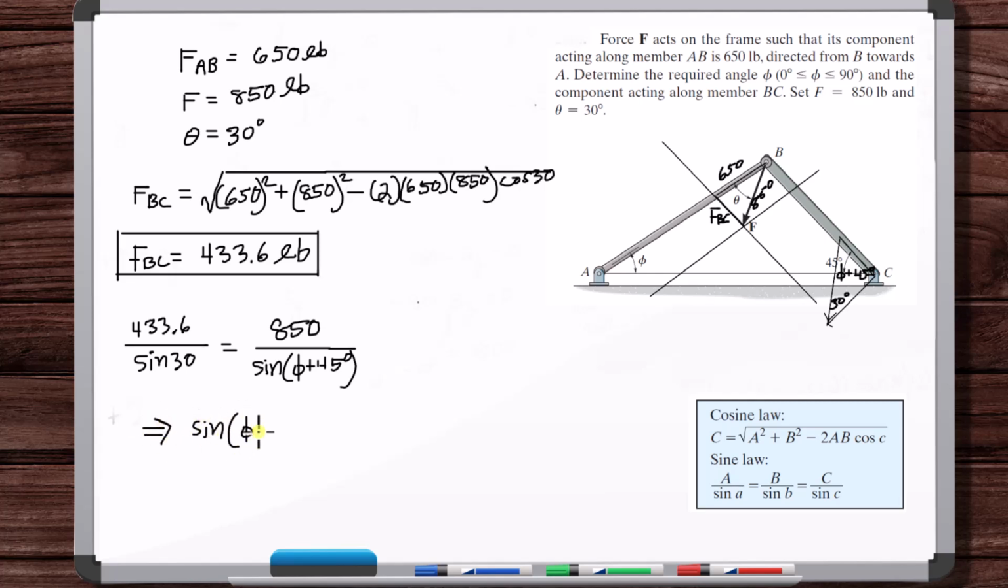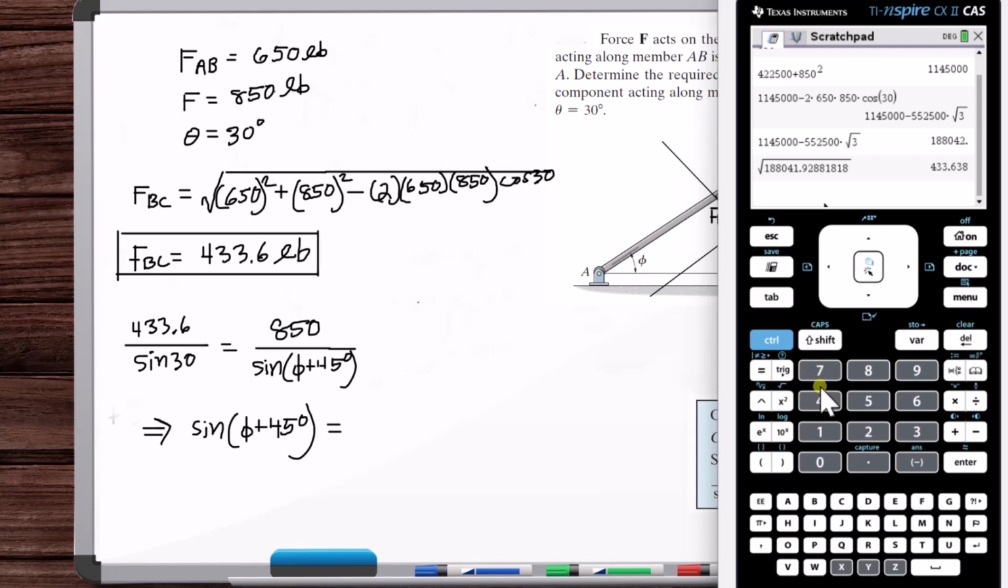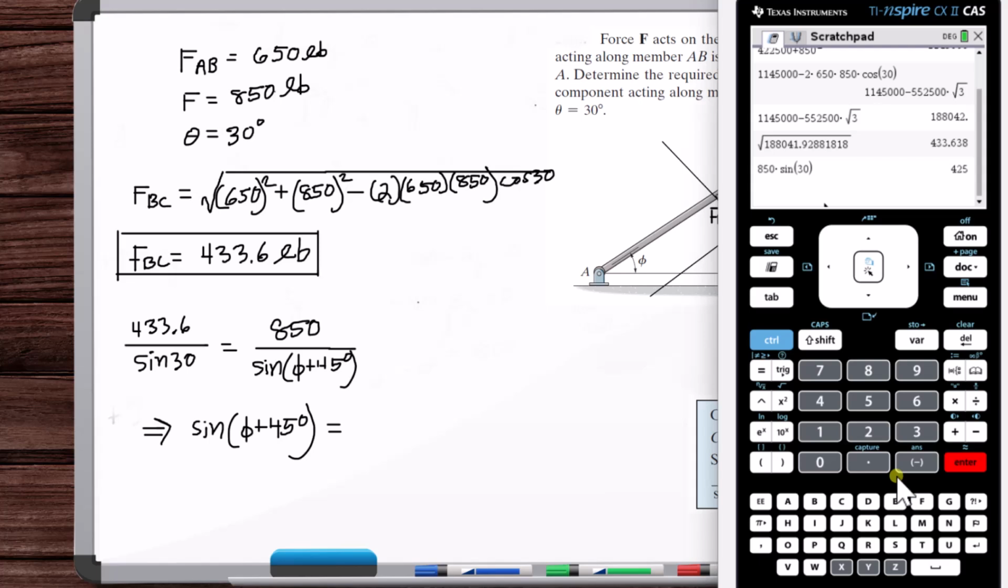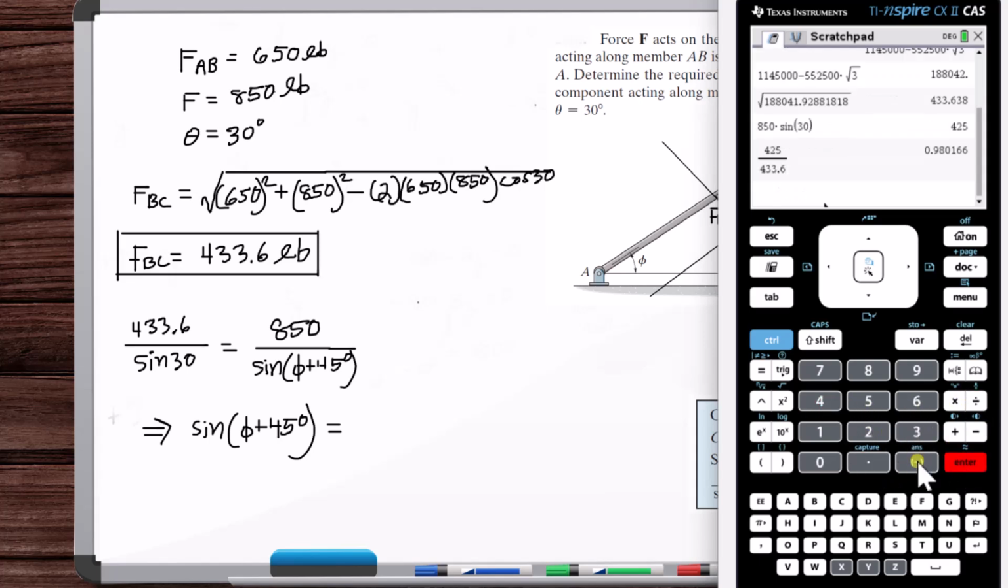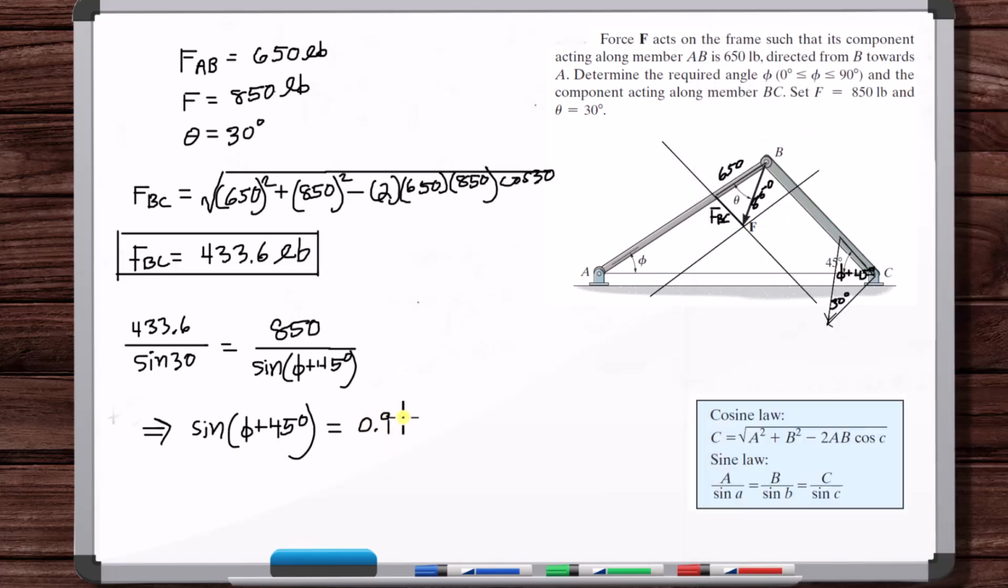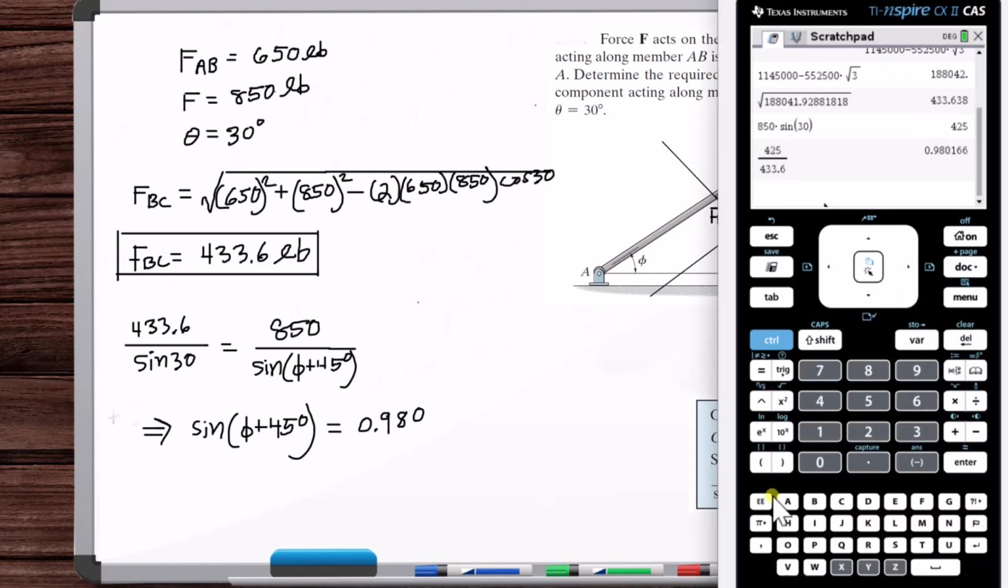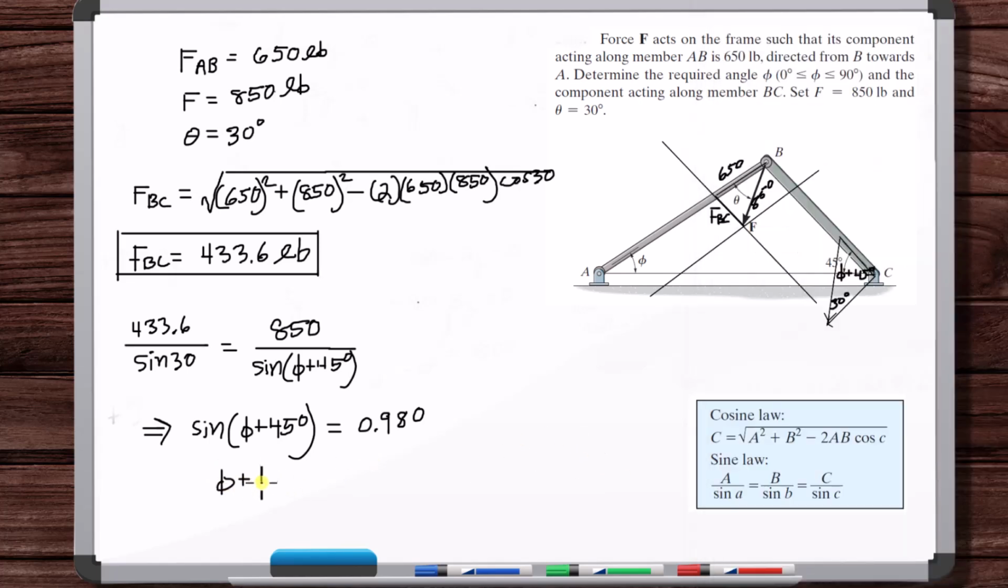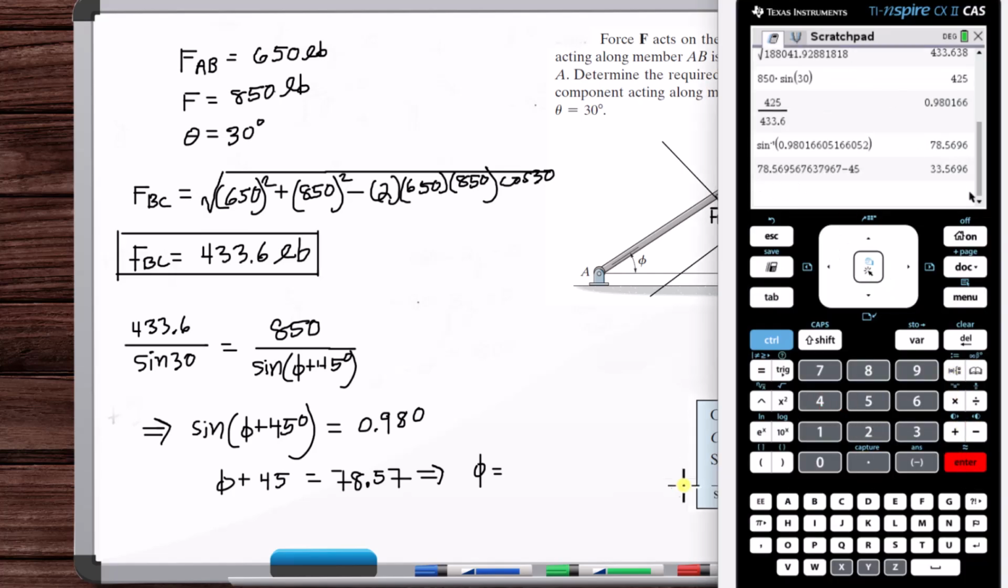So sine of psi plus 45 is 0.980. Now the inverse sine of this is 78.57, so psi is equal to 33.6 degrees.